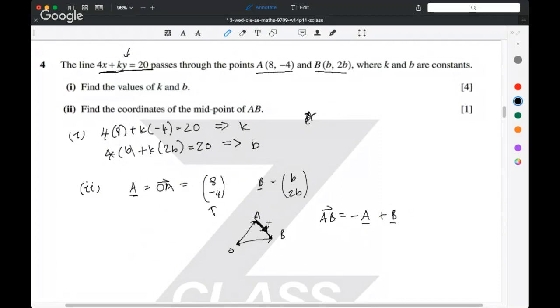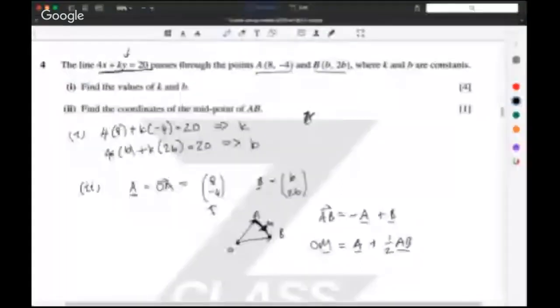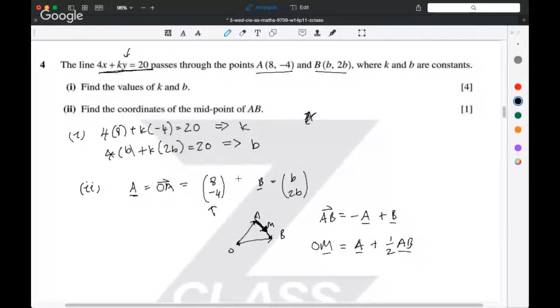Now, what if I want to go to some midpoint M? Well, to get to M from the origin, so you can think of this as OM, I want first to go to A and then just halfway down this line. That's the midpoint of the line, right? So I go to A, and then I go halfway down AB. And that's it. That's how you find the midpoint. So you just use your values here and calculate these two steps.